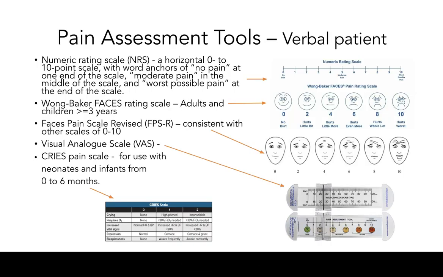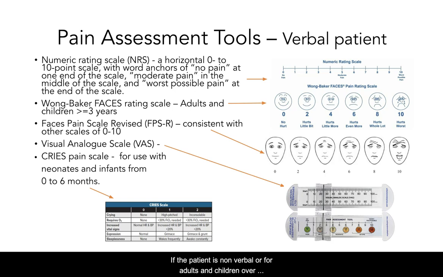They're different tools. What are the tools we use for pain assessment? You have the numeric rating scale, 0 to 10 point scale with word anchors of no pain at the end of the scale. And this is the best possible way to collect the severity of the pain. Ask the patient, out of 0 to 10, how much would you rate your pain?